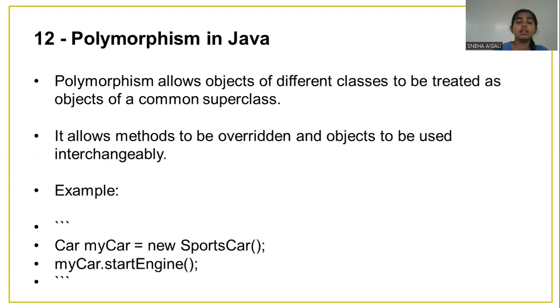Next up is polymorphism in Java. Polymorphism is the one which allows objects of different classes to be treated as objects of a common superclass. Polymorphism allows methods to be overridden and objects to be used interchangeably. For example, we have Car myCar = new SportsCar(). Then we access a method, startEngine, using a dot operator, myCar.startEngine().